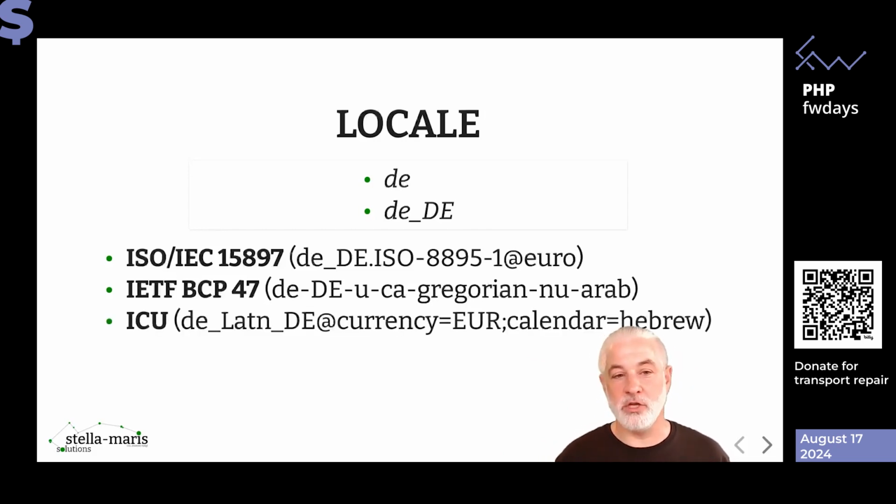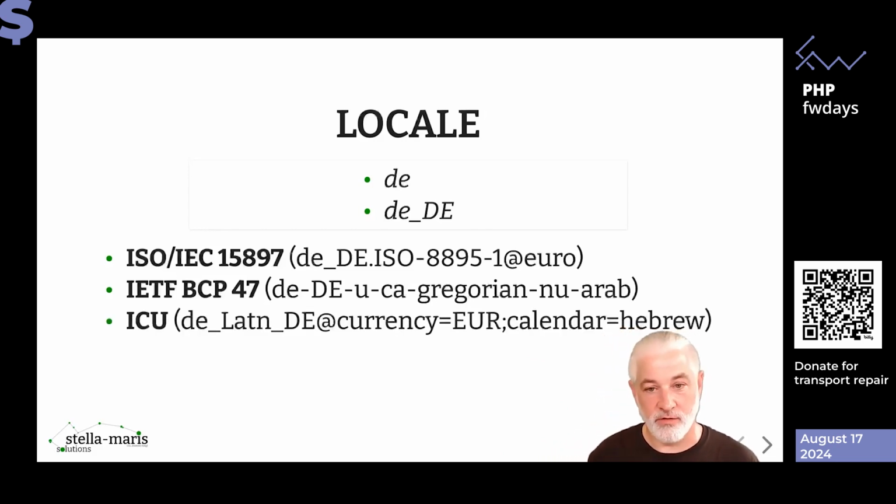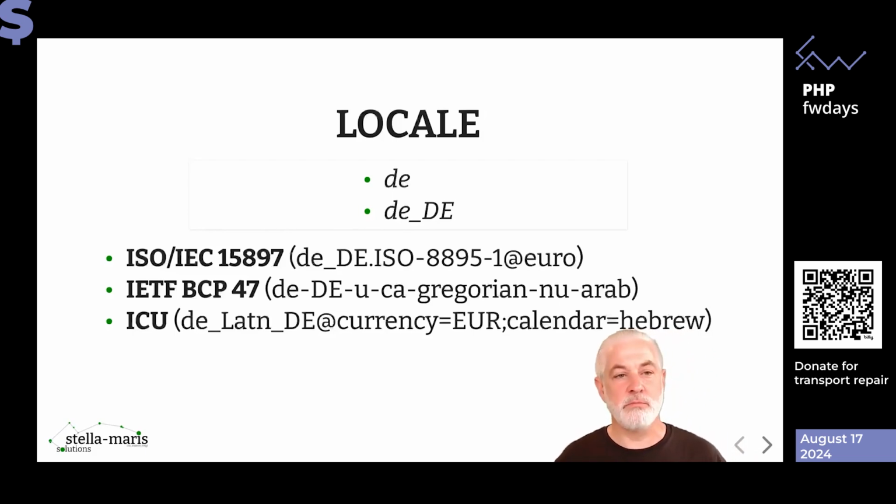But the most commonly used one, and the one that we will be using in this whole session, and that you might be using in PHP most of the time, is actually the ICU locale, which also uses underscores. In this case, it is de_Latn_DE@currency=EUR;calendar=hebrew, which means I want German as it is spoken in Germany, but the Latinized version. In German, that's the usual thing, but we'll get to where that might be different. And I also want the currency to be in euro, and I want to use the calendar, but the Hebrew calendar. We'll see to that in a moment.